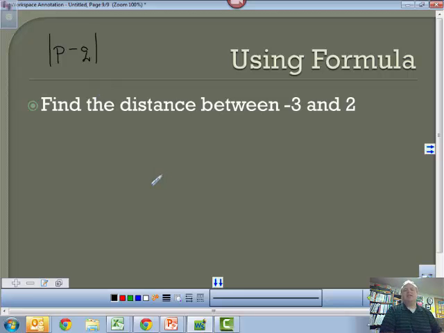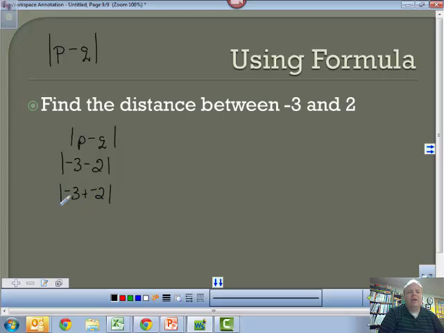So I want to know the distance between -3 and 2. So I bring my formula down, the absolute value of P minus Q. I'm going to plug in my values. P is going to be my first value listed. So I have -3 minus 2. Okay. Remember from our lesson yesterday, when we're subtracting, I want you to add the opposite. So I have -3 plus the opposite of 2, which is negative. So I have -2.